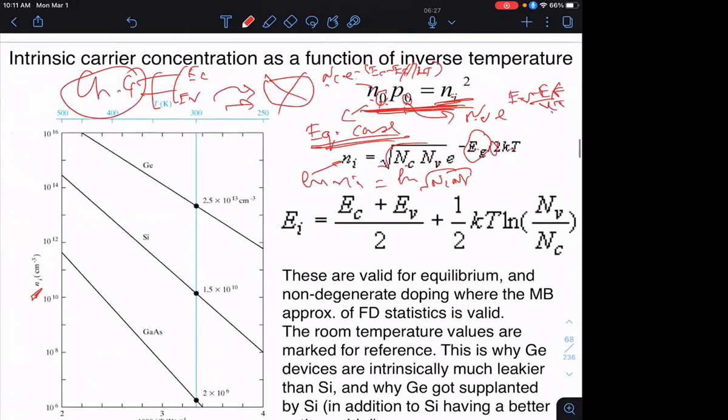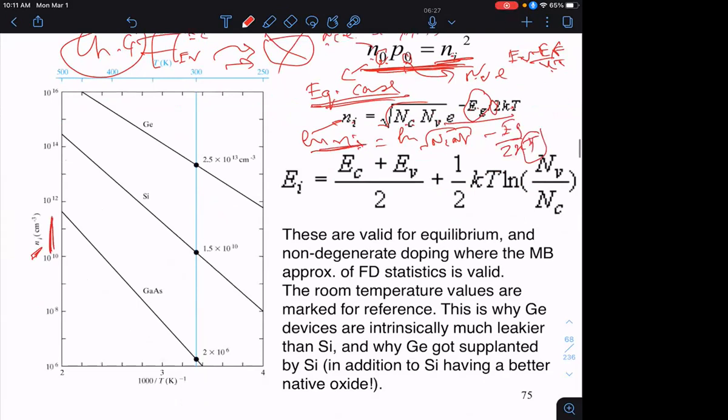So I take log of Ni, it's log of square root of NC NV, which is a weak function of temperature, plus log of this exponent. So I simply get minus EG over 2KT. So now if I plot log of Ni, or equivalently I plot Ni on a log scale as a function of 1 over temperature, I should expect a straight line whose slope would be given by EG over 2K, right? And that's what I see in this plot.